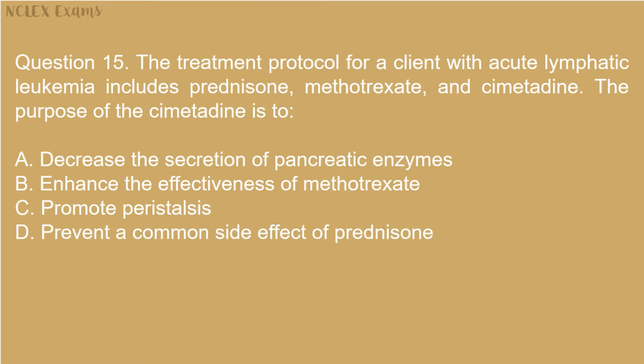Question 15. The treatment protocol for a client with acute lymphatic leukemia includes prednisone, methotrexate, and cimetidine. The purpose of the cimetidine is to A. Decrease the secretion of pancreatic enzymes. B. Enhance the effectiveness of methotrexate. C. Promote peristalsis. D. Prevent a common side effect of prednisone.